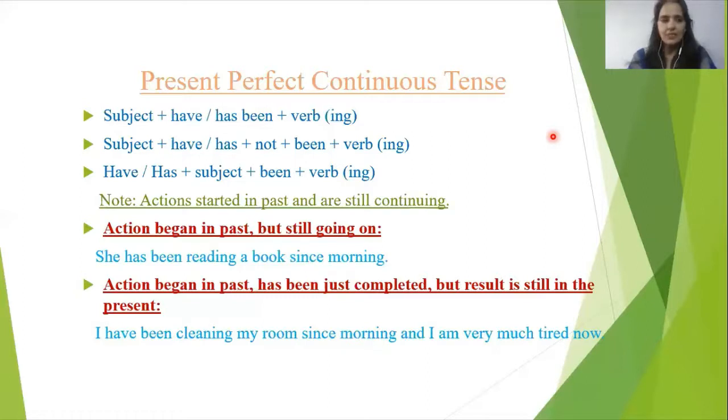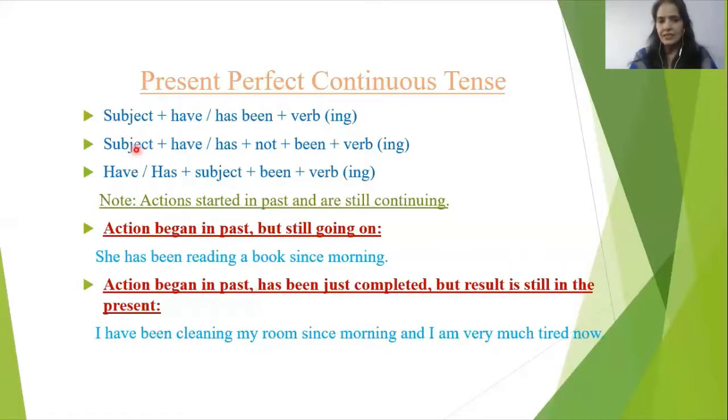Now we'll see the structure. The structure is subject plus has been or have been, plus verb. Because continuous is here, in process is here, so we will use a gerund here. It means to the first form of the verb we will add ing. So here: subject plus has been or have been, plus the first form of the verb with ing.